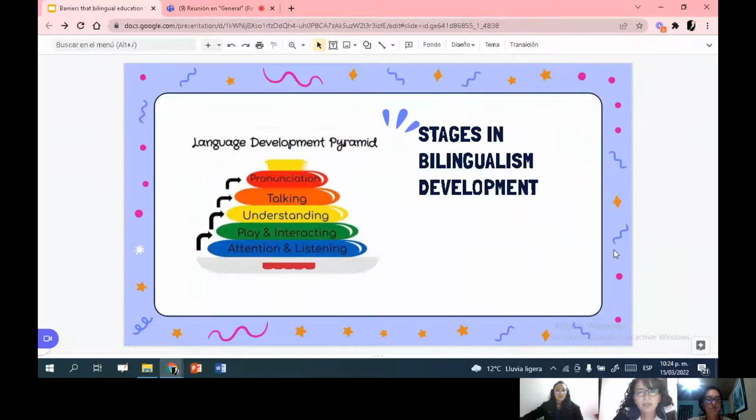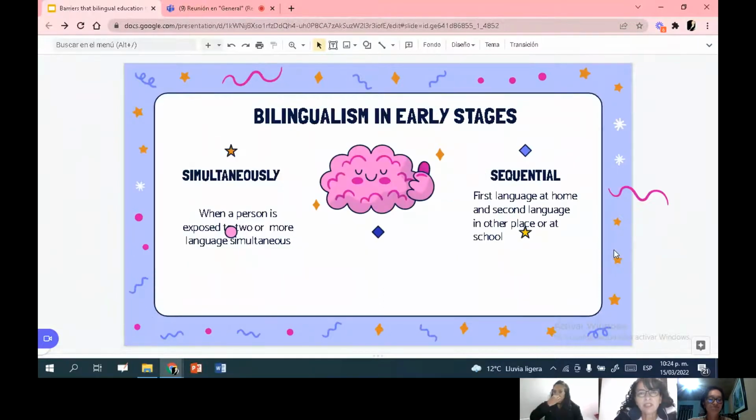Stages in bilingualism development. Bilingualism in early stages. We have simultaneously and sequentially. Simultaneously, when a person is exposed to two or more languages simultaneously. Example, where the father is speaking English and the mother is speaking French, and the kids are exposed to both languages. Sequential: first language at home and second language in another place or at school.